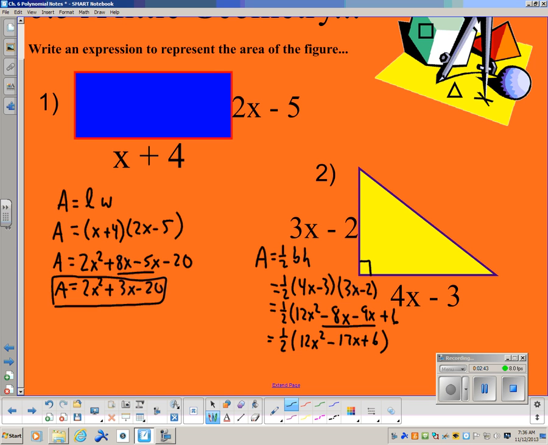So it's up to you how you like to do that too. We probably want to distribute it through. So 1/2 times 12 here is 6x squared. And then negative 17 divided by 2, I'm just going to say 17/2 x. And then 1/2 times 6 here is 3. So there we have it, 6x squared minus 17/2 x plus 3. So distribute that 1/2 through the parentheses there, gives us the area of our triangle there.